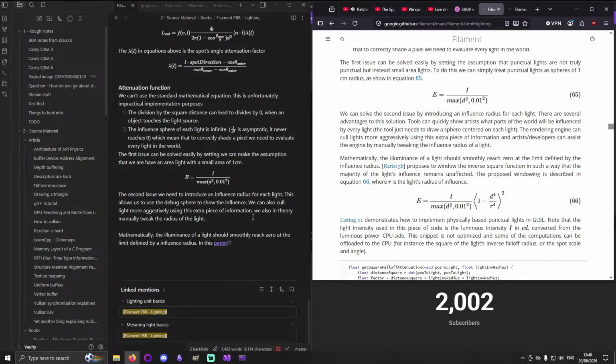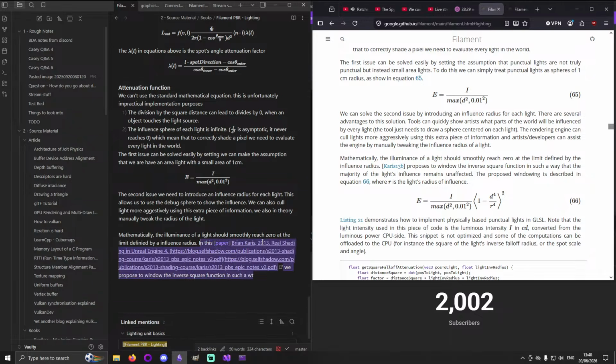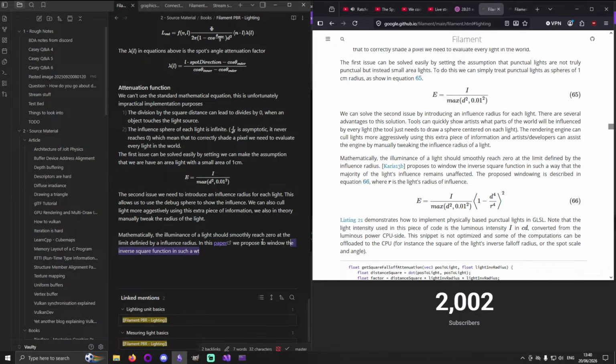We propose to window the inverse square function in such a way. Okay, let me read this properly and then kind of reword it. So this is a bit of a confusing sentence, so I'm just going to try and parse it.